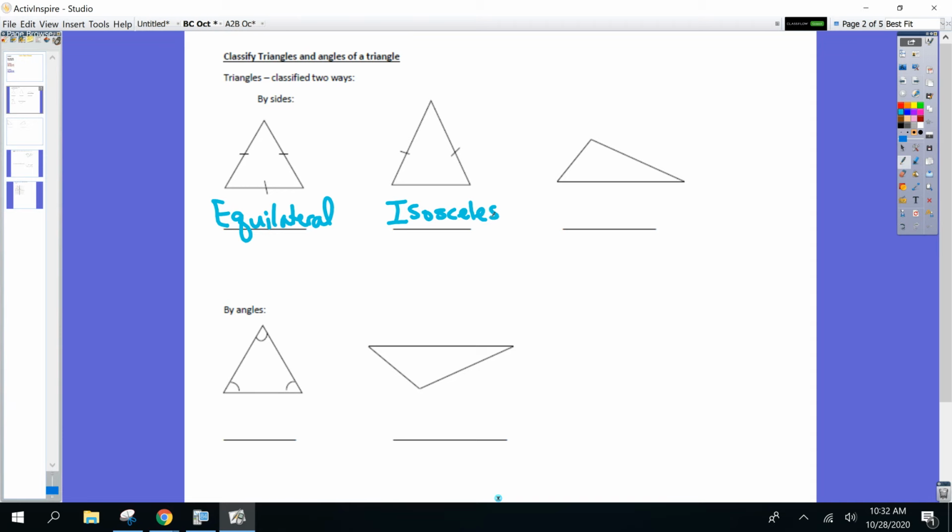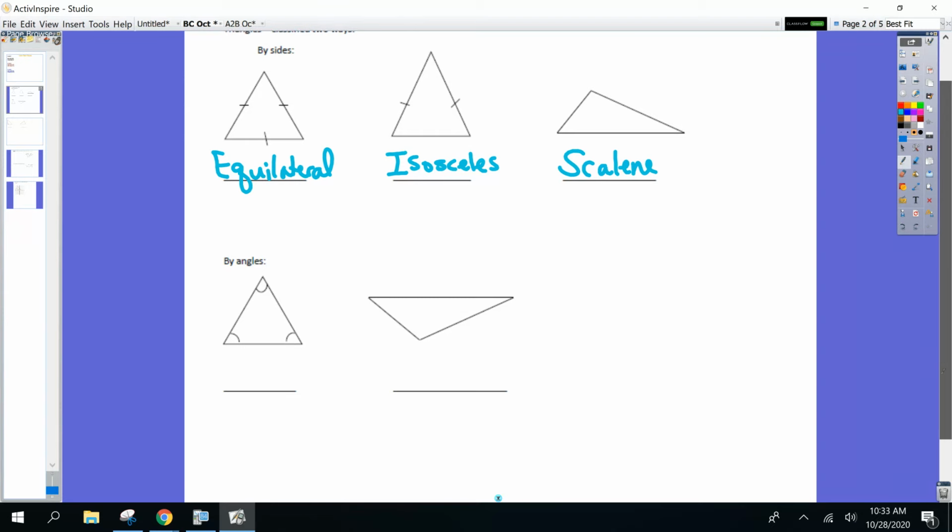All right, well, three sides congruent, two sides. What if no sides are congruent? All three sides have different lengths. That's going to be called? Scalene. All right, scalene. So that is how I can name a triangle if I know information about the sides. What if I don't know information about the sides, but I do know info on the angles?